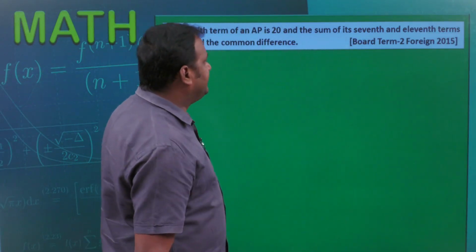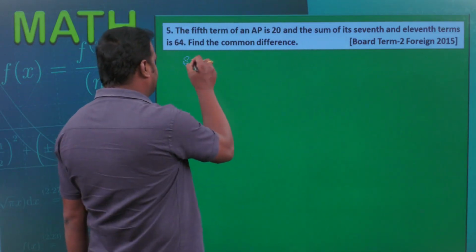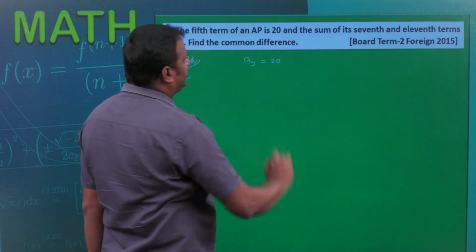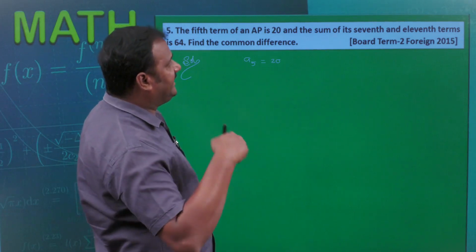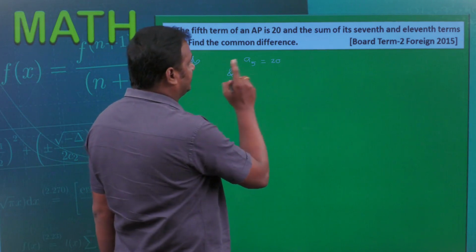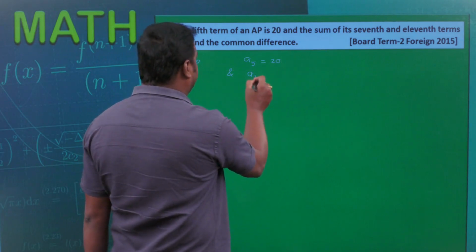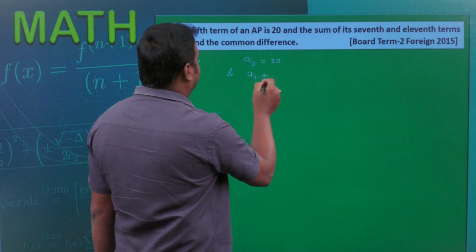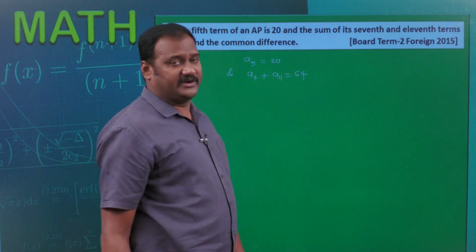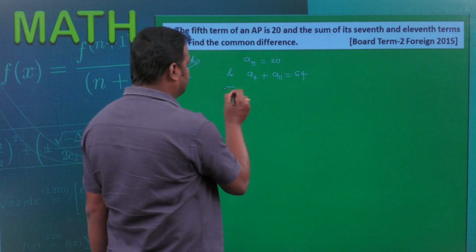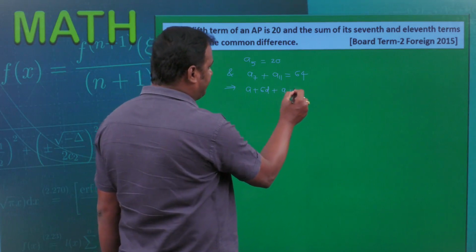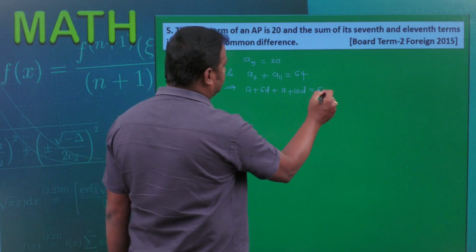The fifth term of an AP is 20. Let us write the information given in the problem. Fifth term is nothing but A5 is equal to 20. And the sum of its 7th and 11th terms is 64. What is the information given more? 7th term, A7, plus 11th term, A11, is given as 64. What is the formula for the 7th term of an arithmetic progression? a plus 6d, plus the 11th term, a plus 10d, is equal to 64.